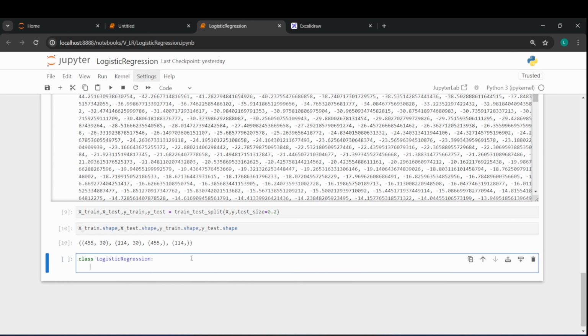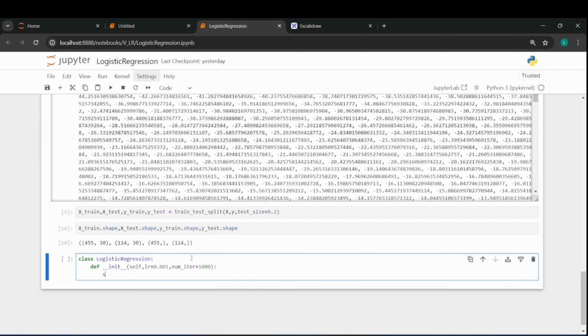And let's start with the init function. So we're going to have self, and there are going to be two hyperparameters in it, which are learning rate, for which I'm going to give a default value of 0.001, and number of iterations, for which I'm going to give a default value of 1000. Now let's initialize all this.